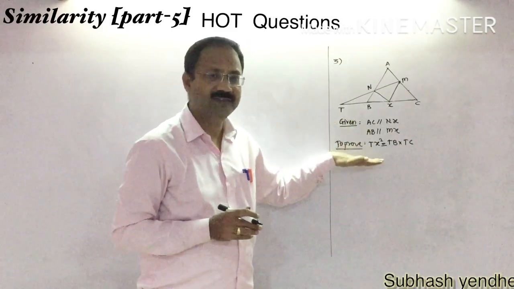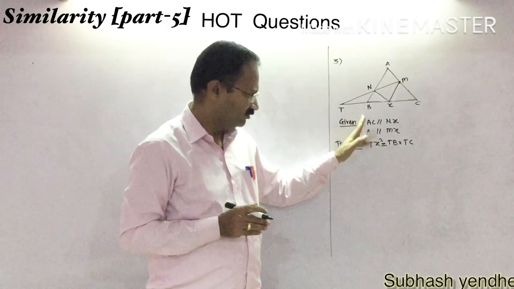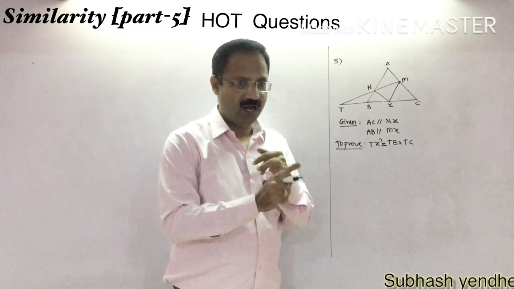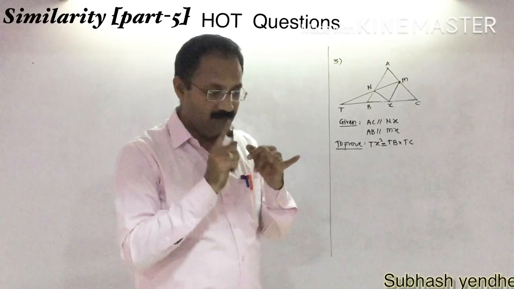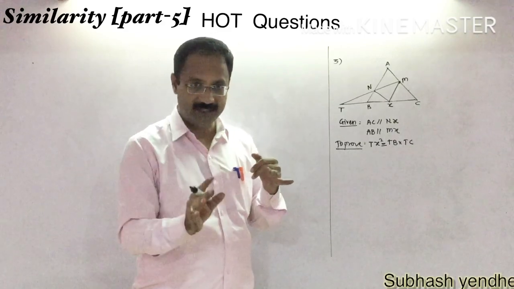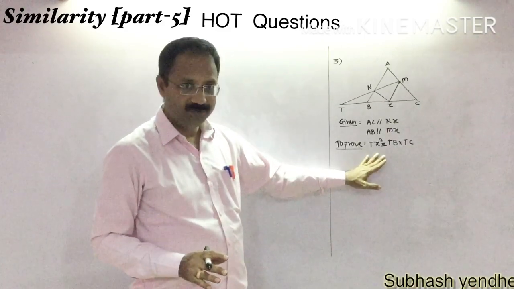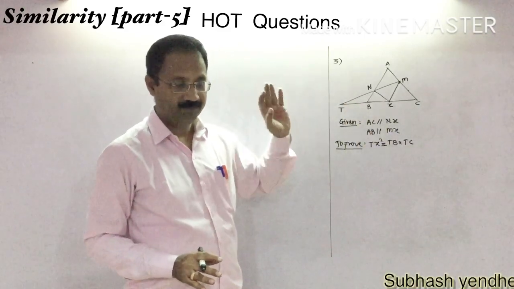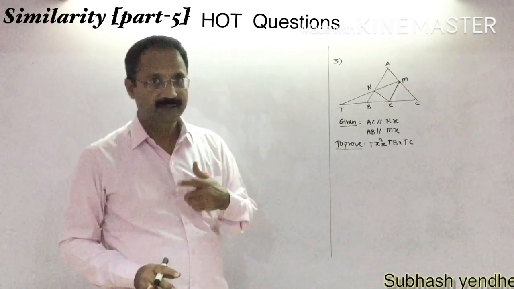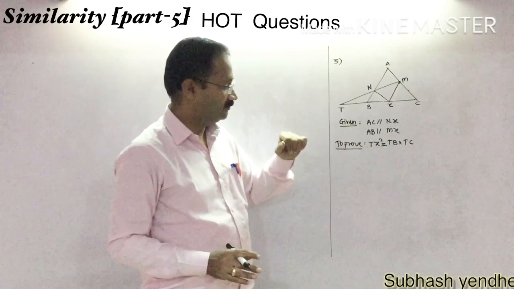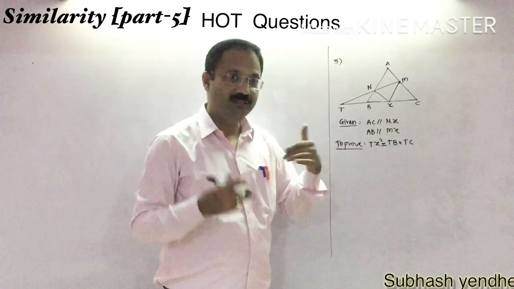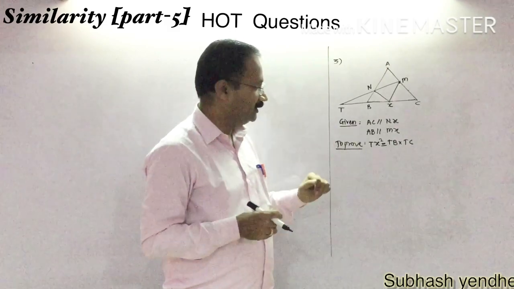Is area there? I think no. So I'm not going to use area of triangle, half into base into height. Second, which is related to the area, is AST, area of similar triangle. Again, I'm not going to use it because the area is not given. Then, which is the next one? BPT, basic proportionality theorem. Yes, these lines are parallel. So in my mind, I'm going to use the BPT.